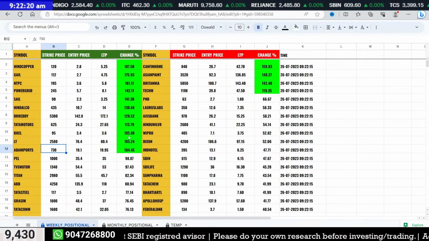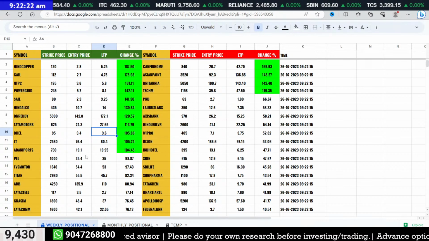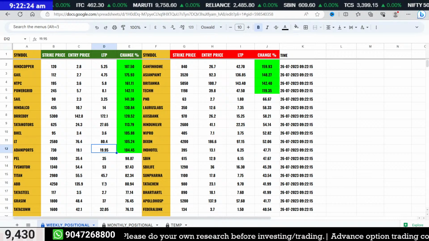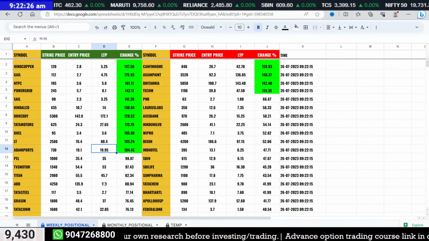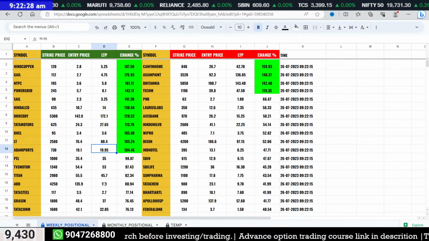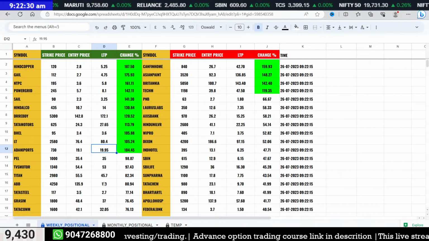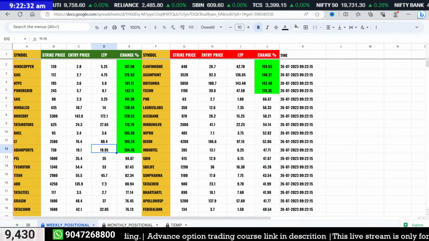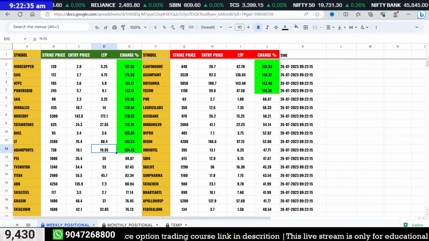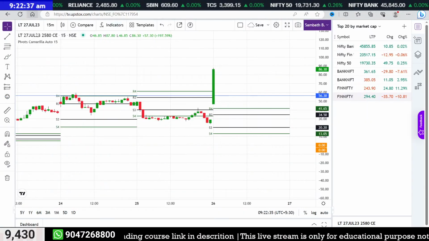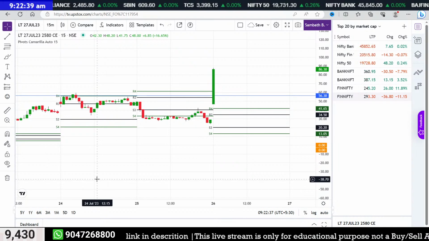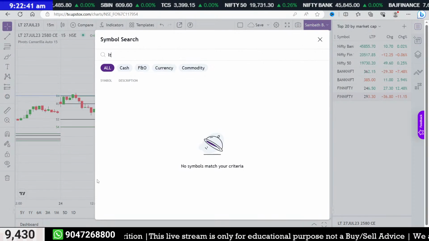And BHEL is about 3.6 only. In Adani Port also the same price, but these are not fresh breakouts. They have already given the breakout. So maybe after the breakout it may go down, and now it has started moving higher. So maybe at this point the strike prices look good, in very quick scalping, LT 2580.